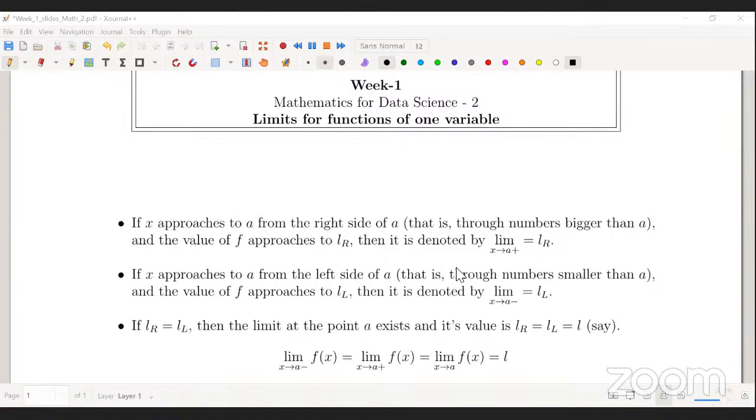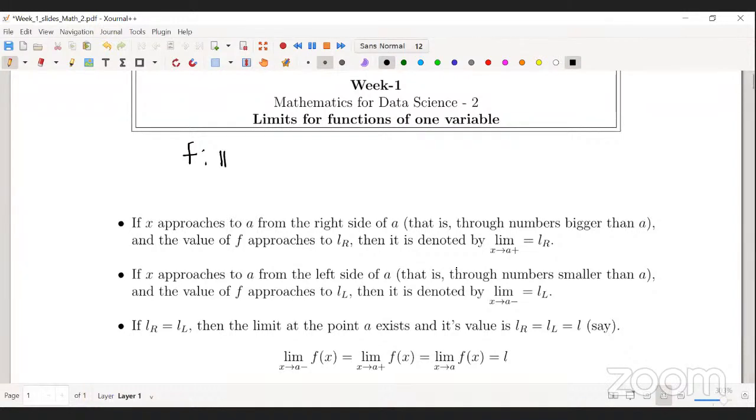Obviously we are calculating limits for a function. So the first thing is, you must have a function, right? The domain of the function can be a subset of R. For our convenience, let's take the domain of the function to be R.